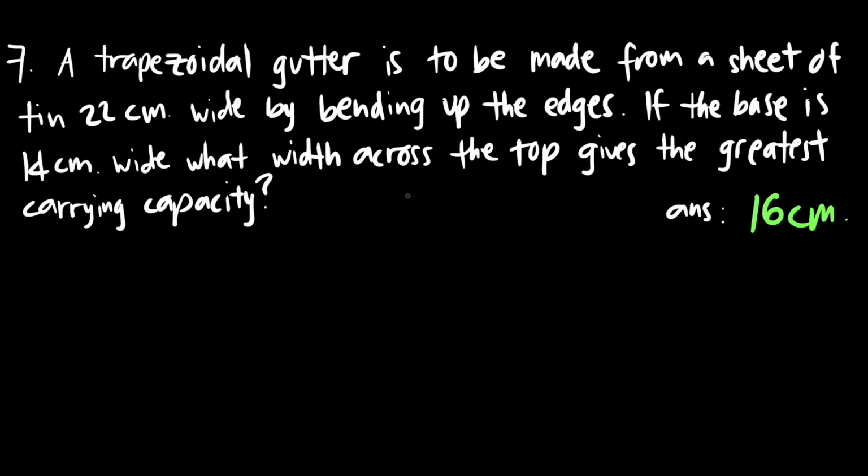For number 7, a trapezoidal gutter is to be made from a sheet of tin 22 centimeters wide by bending up the edges. If the base is 14 centimeters wide, what width across the top gives the greatest carrying capacity? So for this one, a trapezoidal gutter, what is the formula for the area of a trapezoid? The area of a trapezoid is equal to 1 half times base 1 plus base 2 times height.